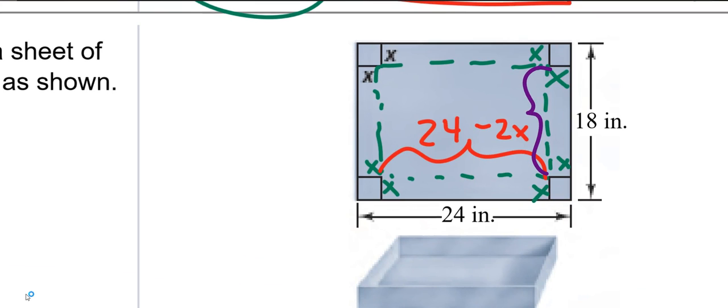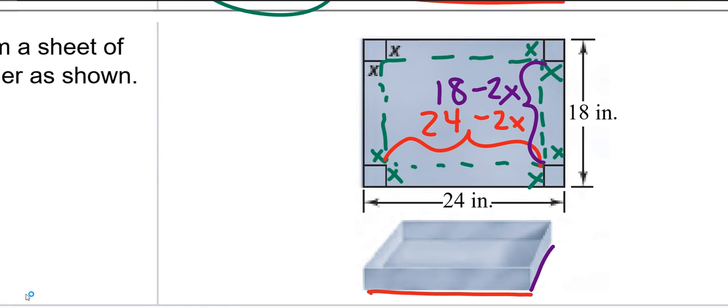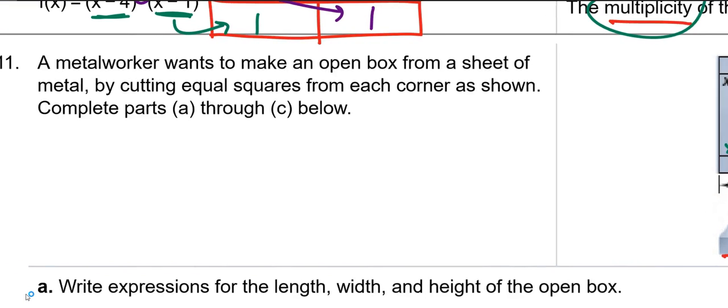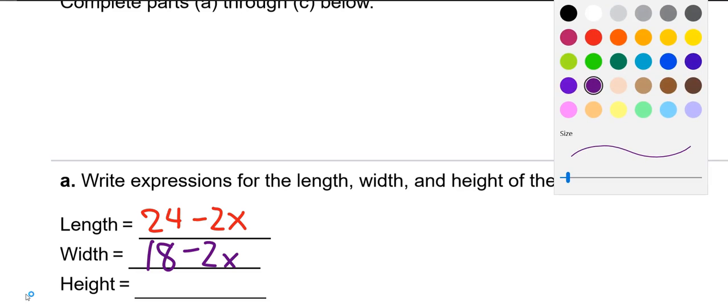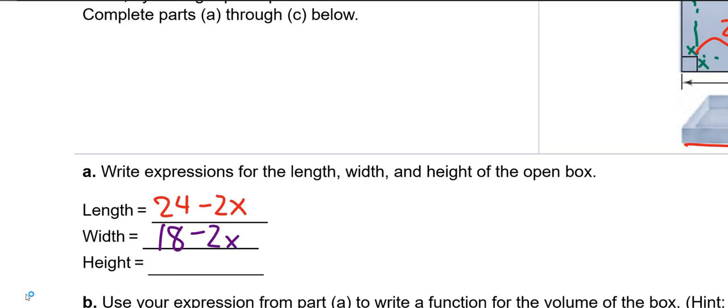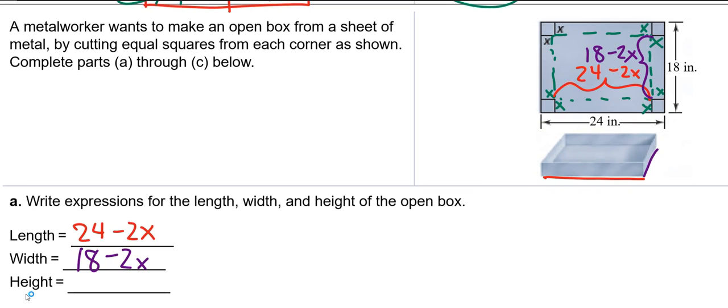What would you call the new width? 18 take away 2x. So that would be this side. Now, look at the picture, think about it, and tell me what you think the height of the box is.